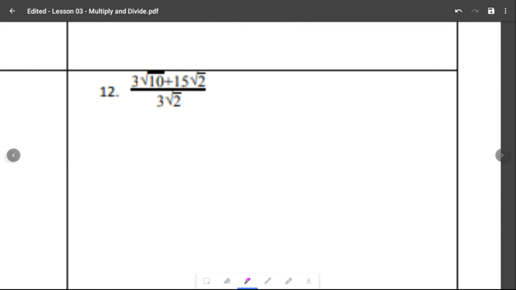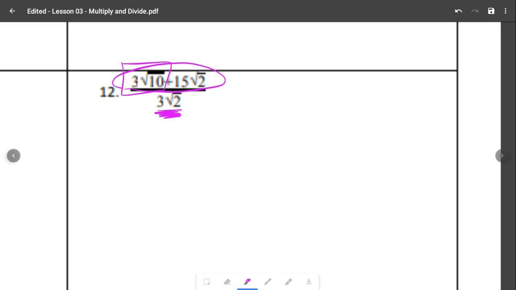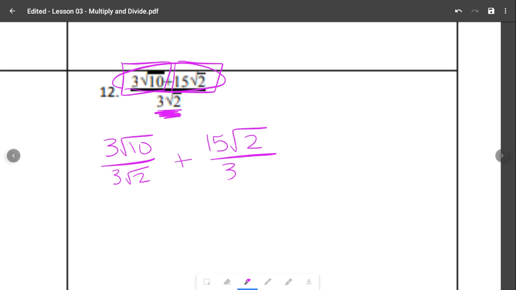Okay, last one, bear with me. For this one, the entire numerator is being divided by this 3 radical 2. So both the 3 radical 10 and the 15 radical 2 have to get divided. So if you want, you can break them apart as their own separate quotients and do each one of these completely separately if you want.